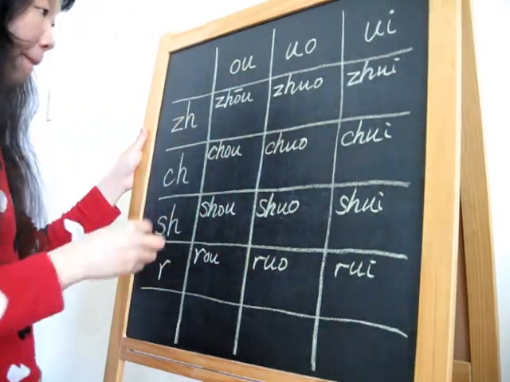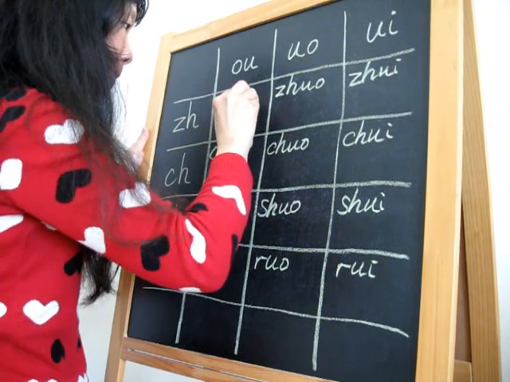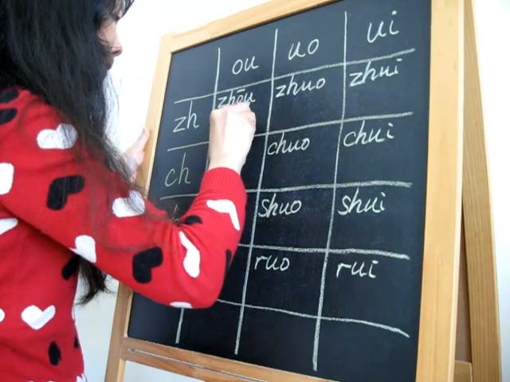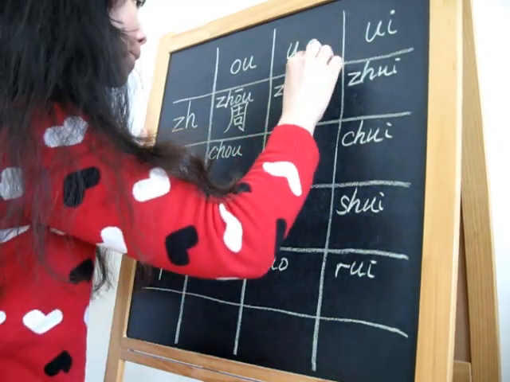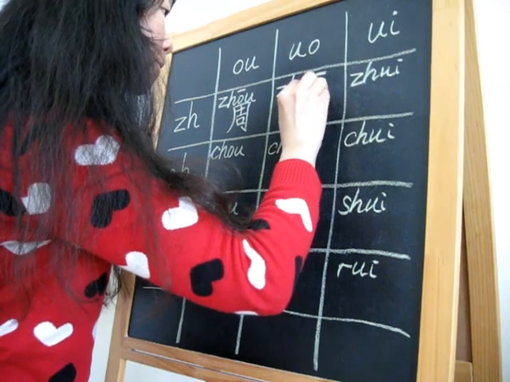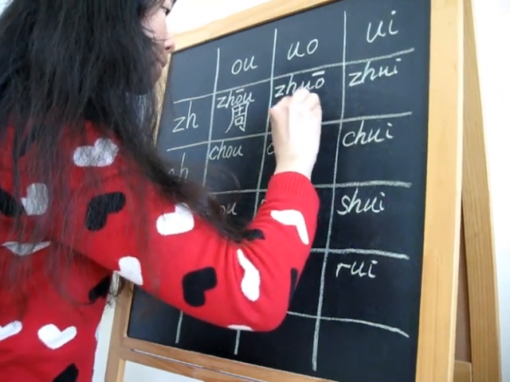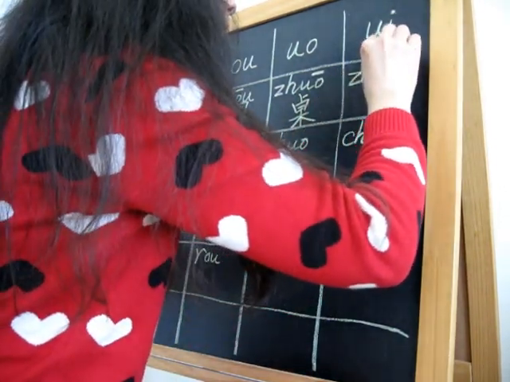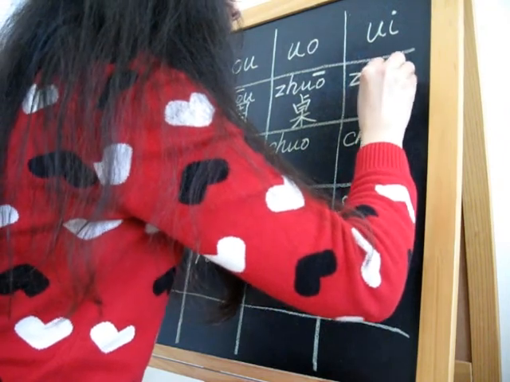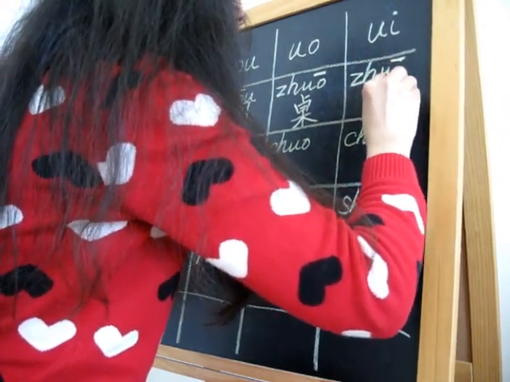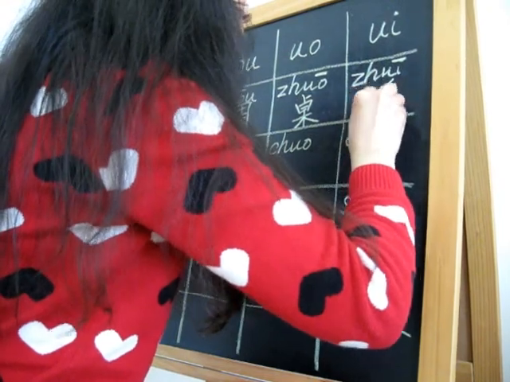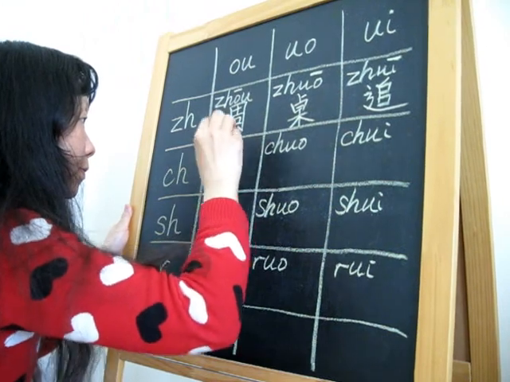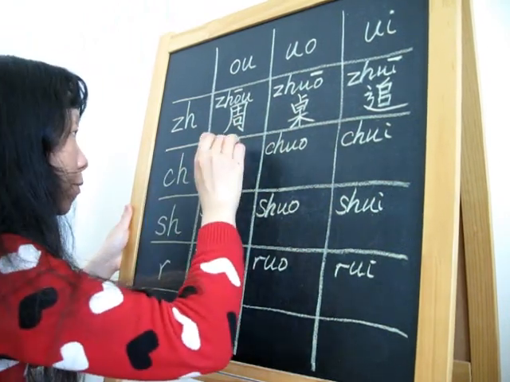Okay, so first one we put first tone. The character is zhou, which means week, like a whole week. Zhou. The second one, zhuo, also first tone, which means table or desk. Zhuo. The third one, also first tone, sorry. Zhui, which means chase or pursuit. Zhui.